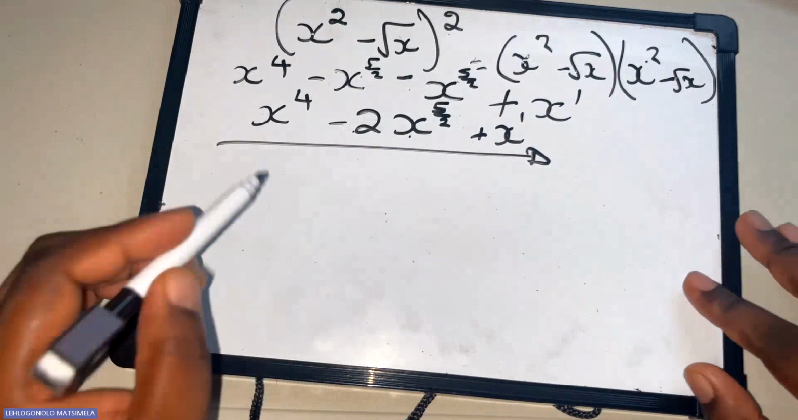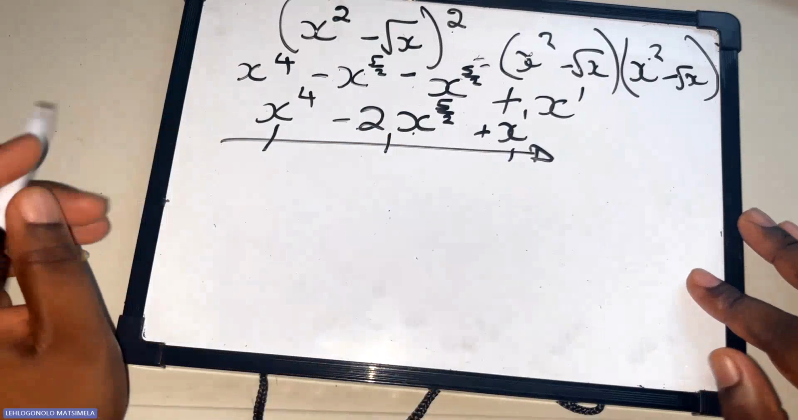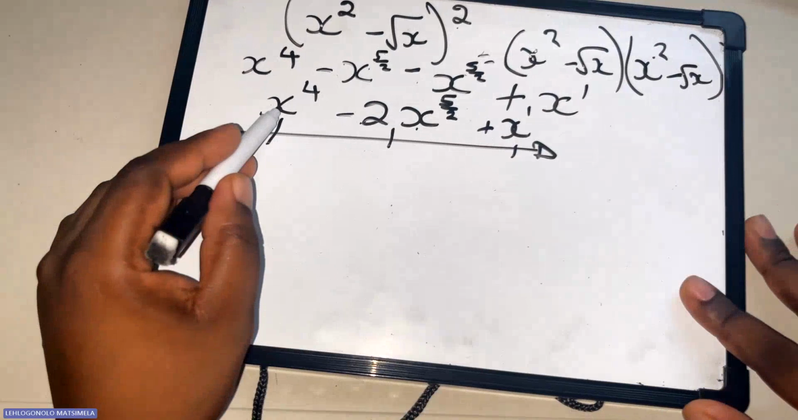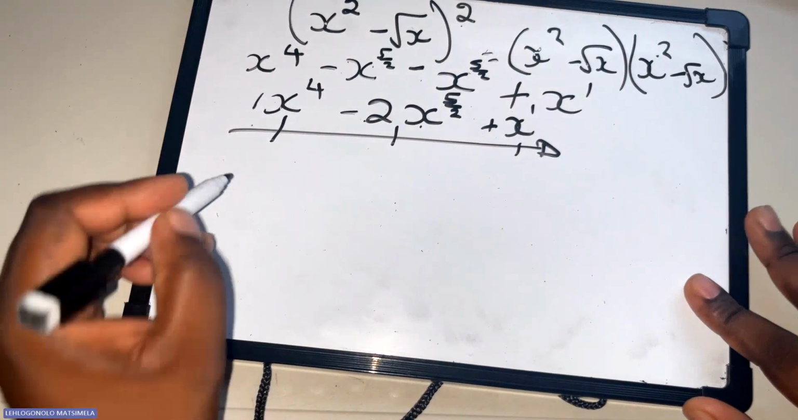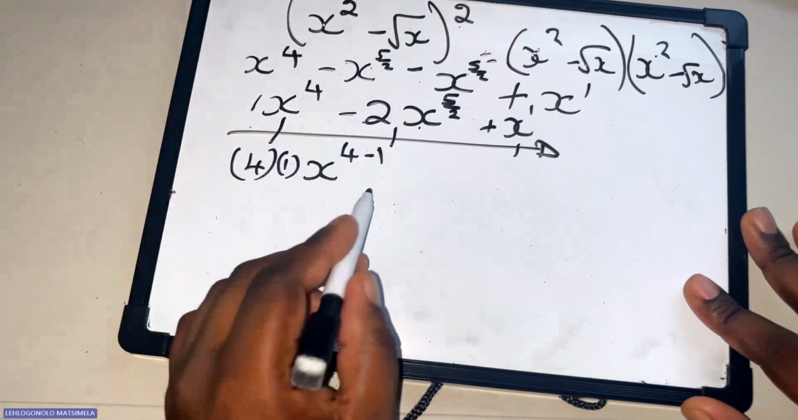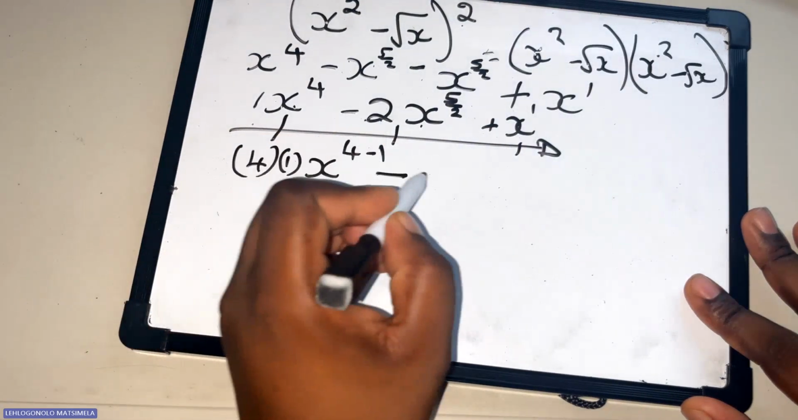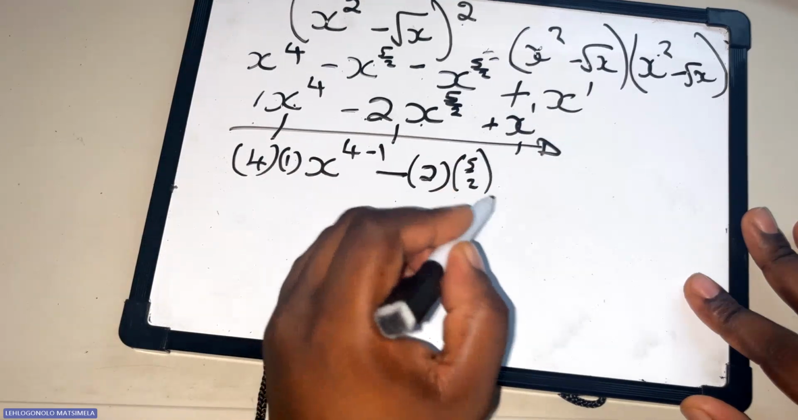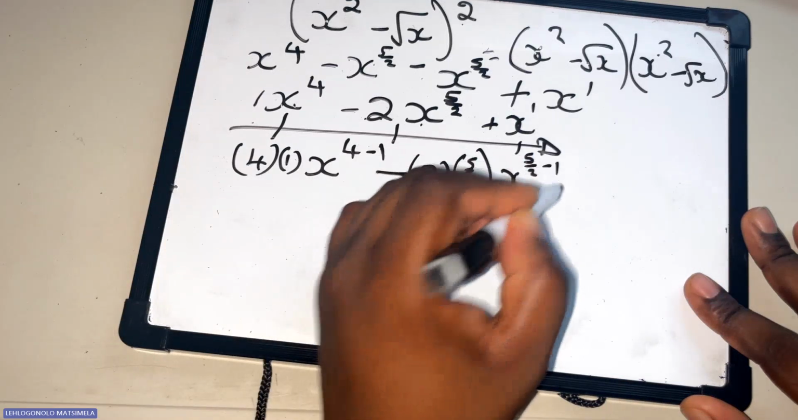I can start deriving. I derive the first part, the second part, the third part, which means I have 3 terms. I have to derive all 3 terms. First term: the exponent is 4, the coefficient is nothing, which means it's 1. Then I multiply by 1, x to the power of 4 minus 1. That's the derivative of the first part. Then I go to the second part. The second part is negative 2 multiplied by the exponent 5 over 2. Then I write x, then the exponent 5 over 2 minus 1.